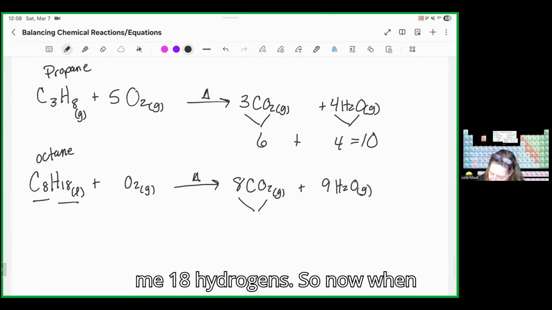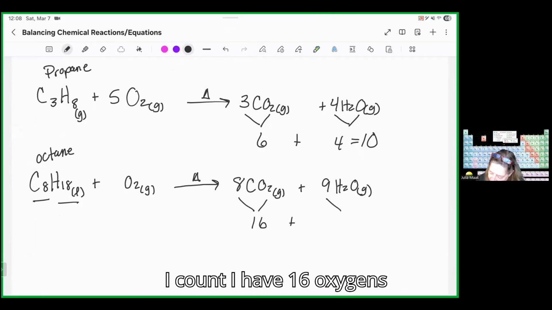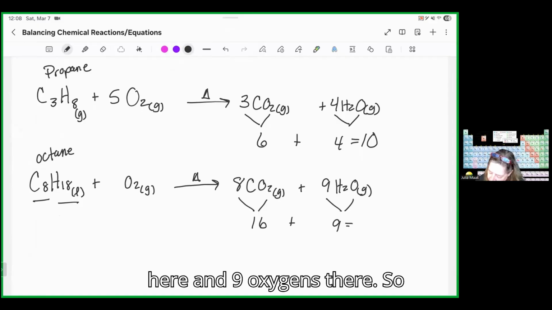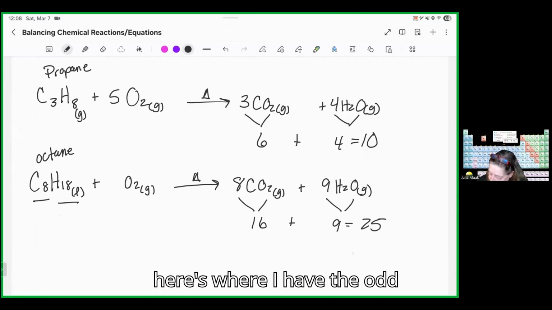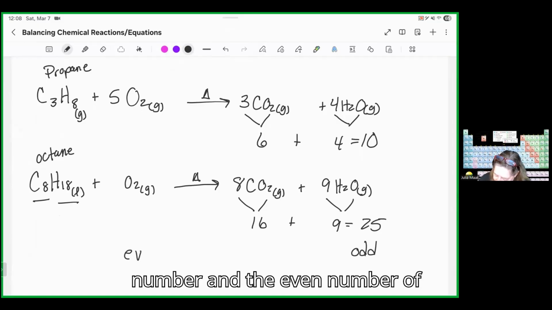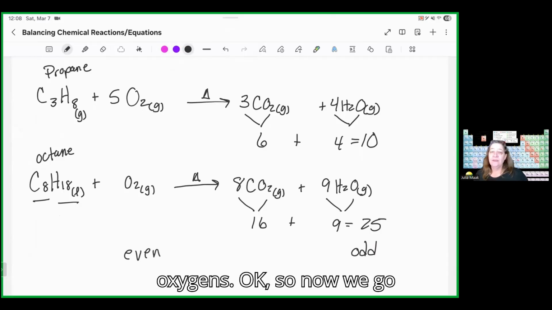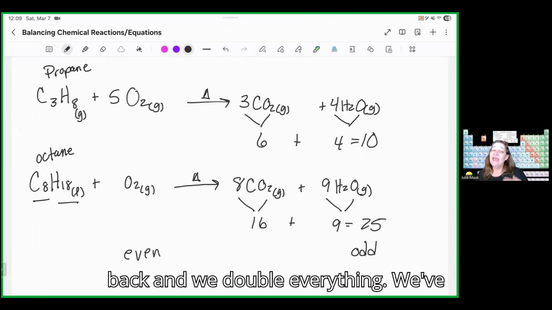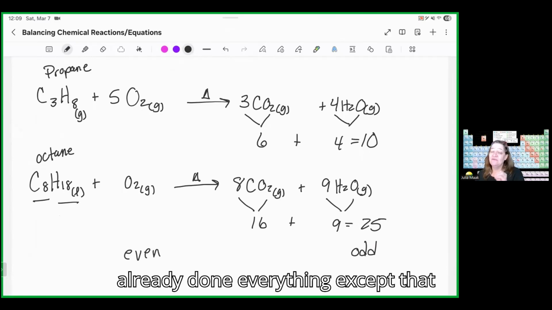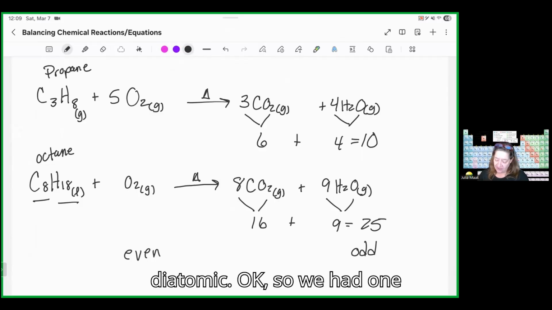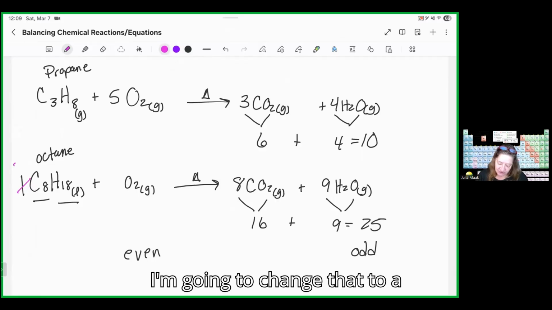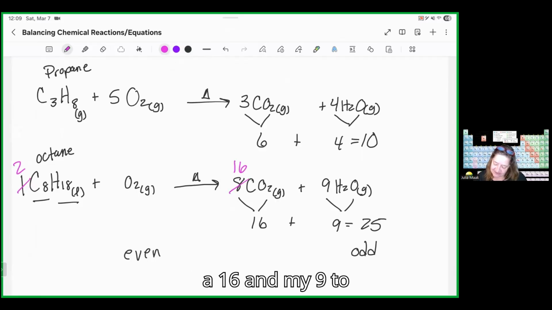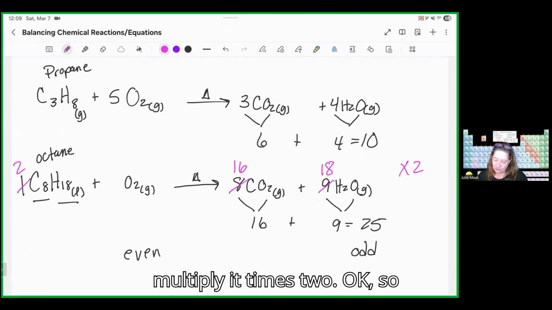So now when I count, I have 16 oxygens here and 9 oxygens there. So I have 25 oxygens. Okay, so here's where I have the odd number and the even number of oxygens. So now we go back and we double everything we've already done, everything except that diatomic. Okay, so we had a 1 in front of our octane, so I'm going to change that to a 2. I'll change my 8 to a 16 and my 9 to an 18. Okay, so I multiplied times 2.